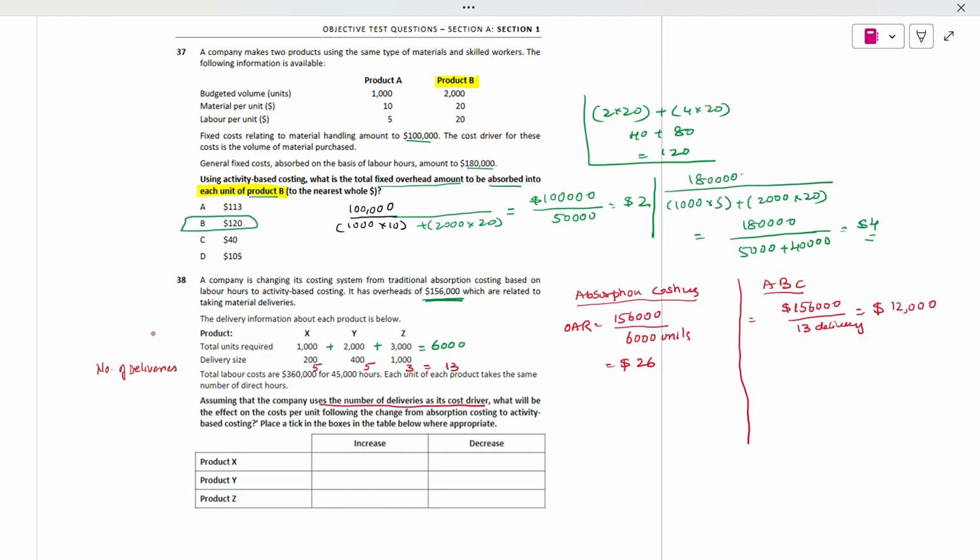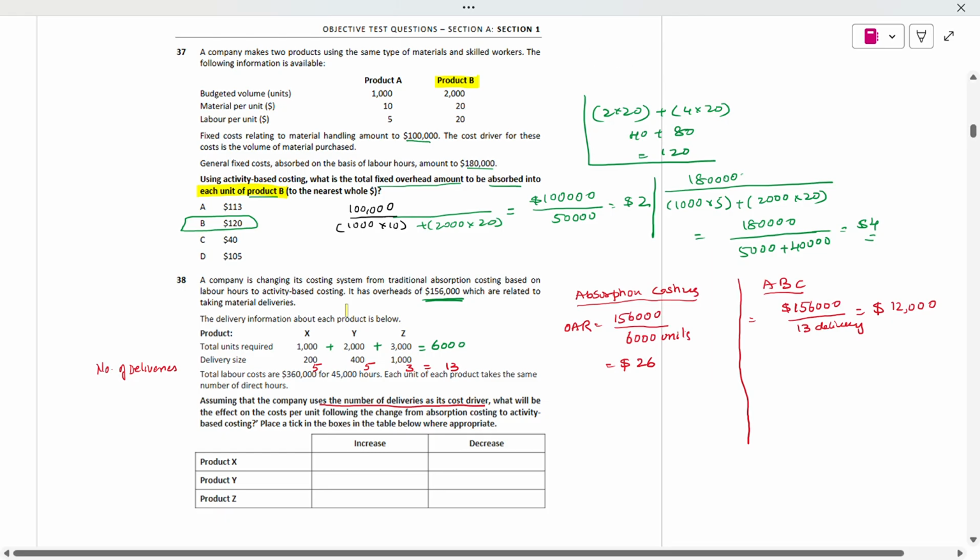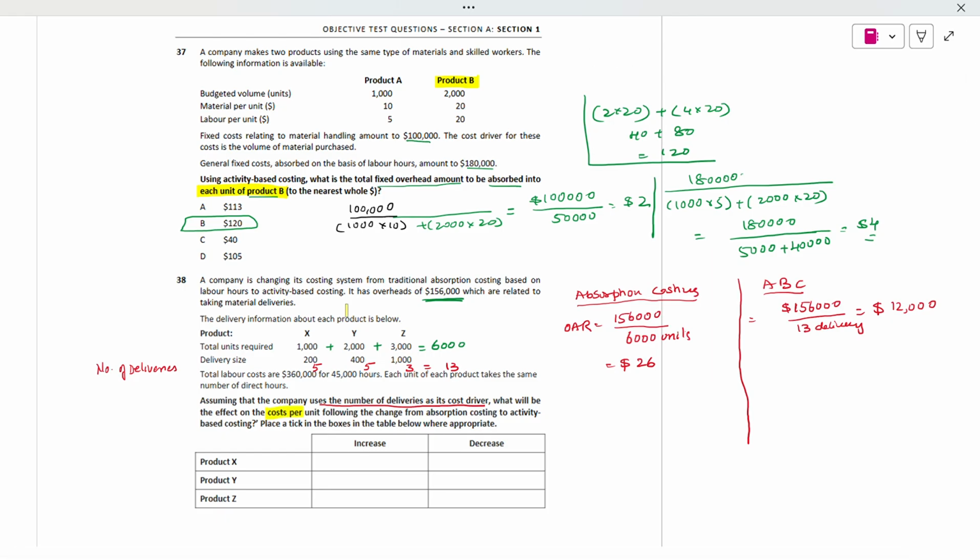Okay. Doctor, it will be an increase in product X, an increase in product Y, and a decrease in product Z. I'm not getting it, ya akhi. What are you not getting? Tell me. Correct? Can you solve it? I want to see the full thing. Can you solve it? I want to see how you solve it.